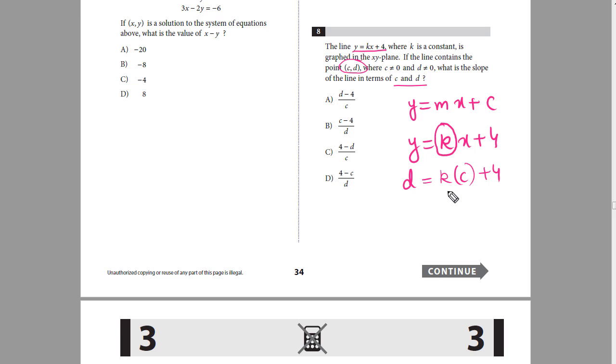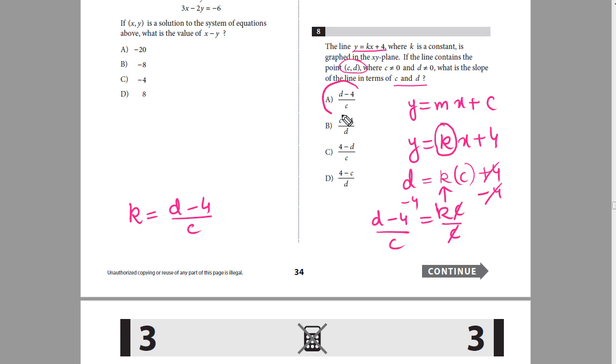Alright, now we will isolate k, or in other words, we will make k the subject. So negative 4 on the left side, it will become d minus 4 is equal to kc. This will get cancelled. Now we will divide both sides by c. This c and this c will get cancelled, and k will become equal to (d minus 4) over c. That will be option A. So for question number 8, option A is the correct one.